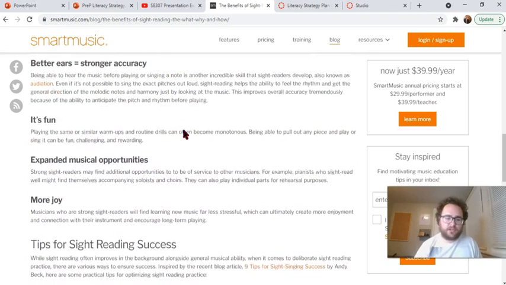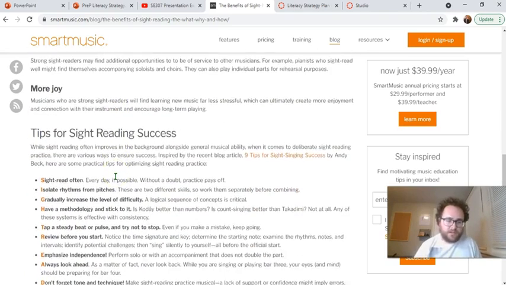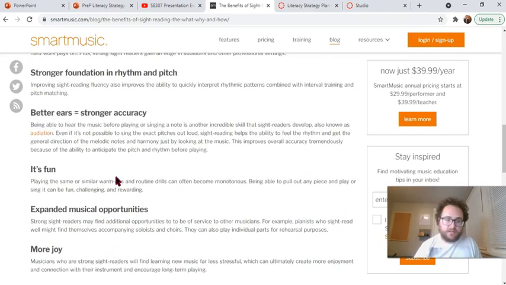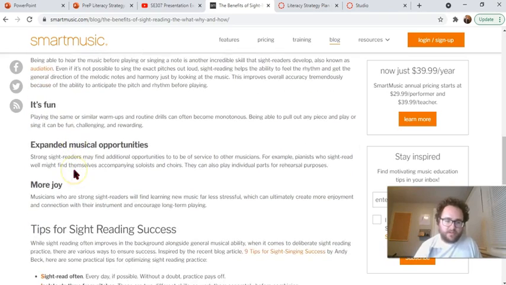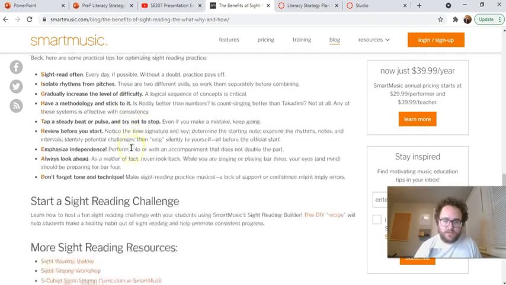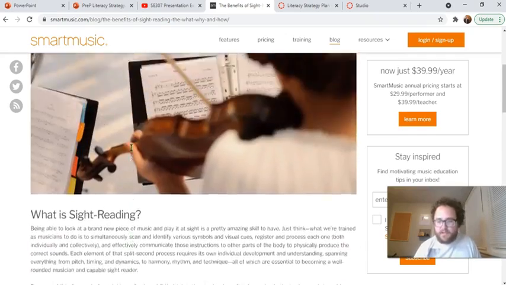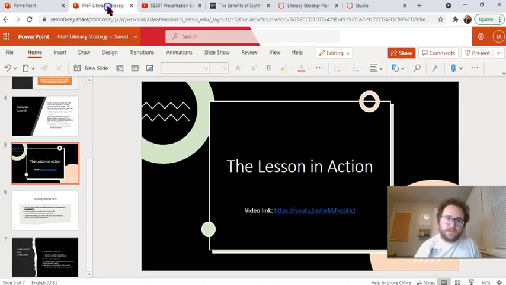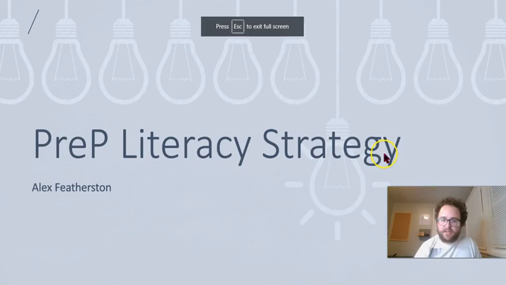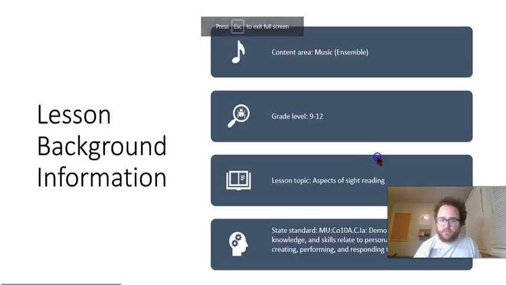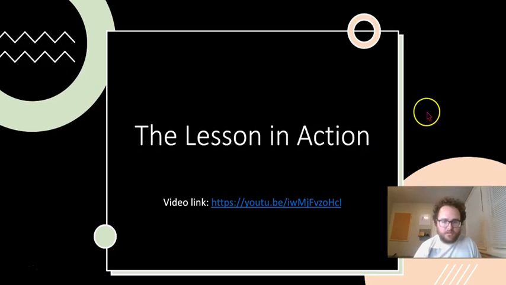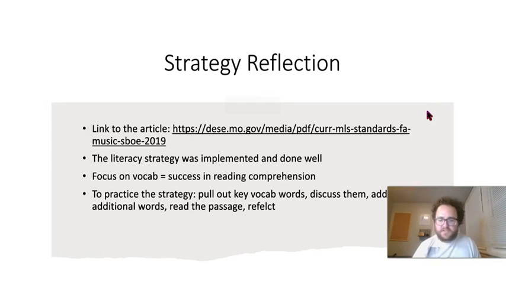So he made some pretty good predictions. And after reading, talked about audiation. That's in there. And then, very good analysis of the article. And I would say that this literacy strategy was a success from that. Let me go back to where we are. And so, yeah, the literacy strategy was implemented and done well.